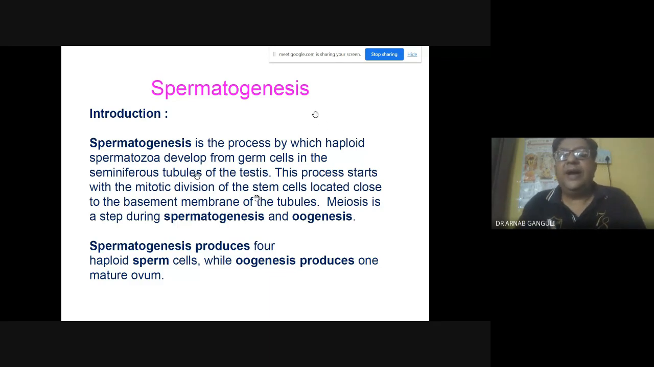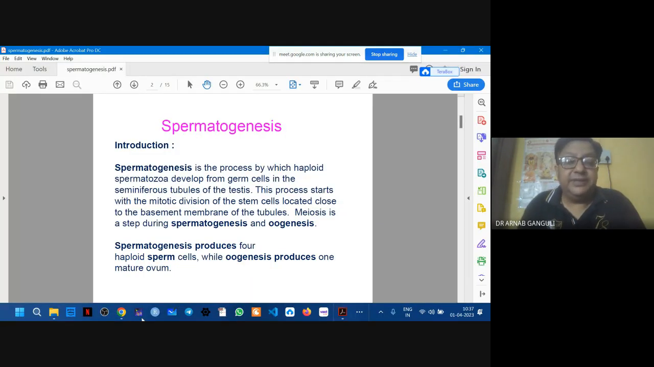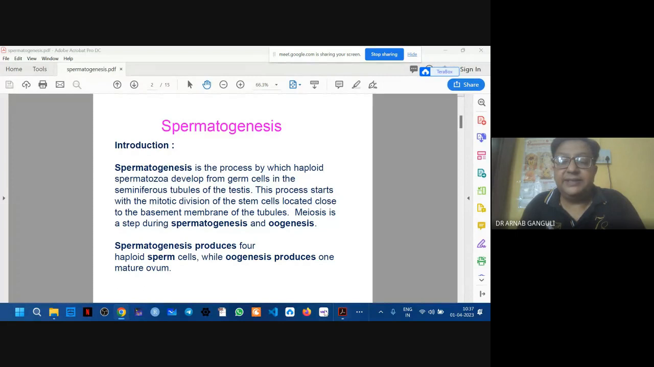So you have haploid, that is having n number of chromosomes, which develops from the sperm mother cells or germ cells, germinal cells, from where germination takes place. At least it happens in the seminiferous tubules of the testes. This process starts with the mitotic division of the stem cells. The stem cells are the precursor mother cells.